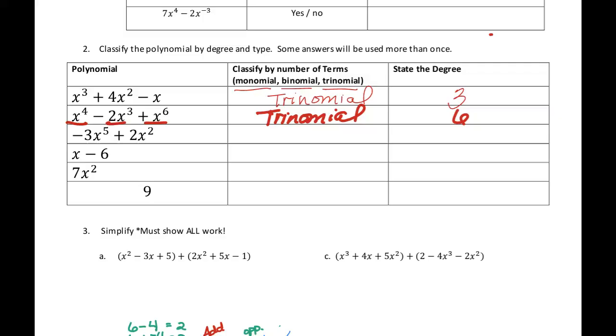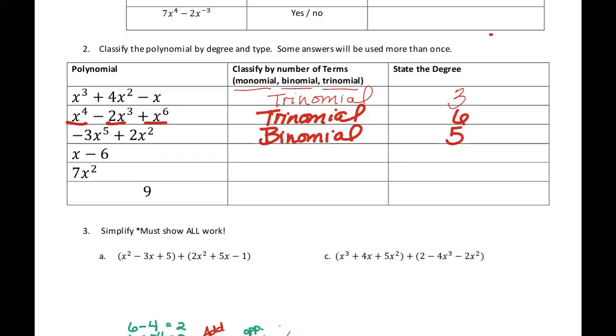Here we go. The next one. Next is negative 3x to the 5th plus 2x squared. How many terms? What do we call that? Binomial. Do we have to spell that correctly? No. But I better be able to tell your BI from your TRI, okay? What's the degree? 5.